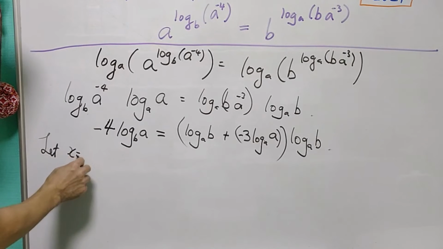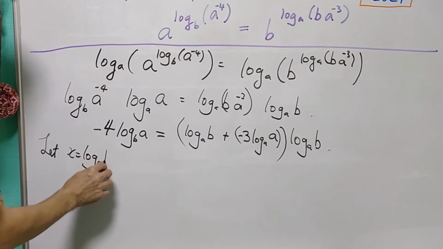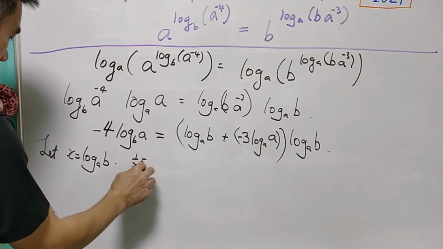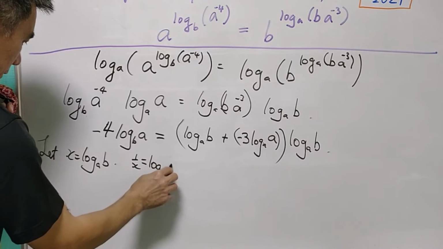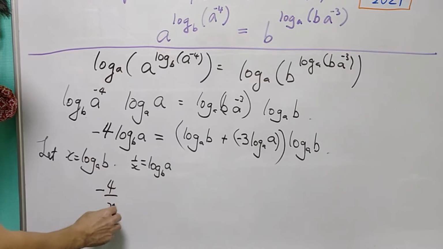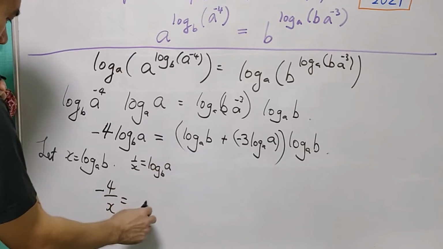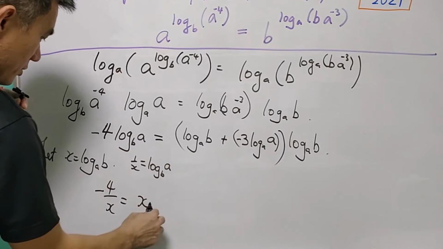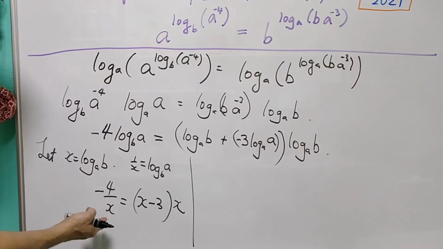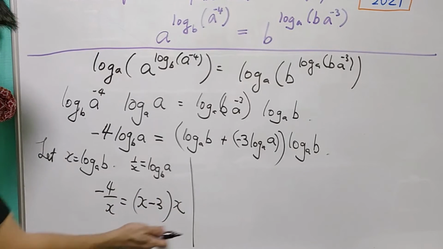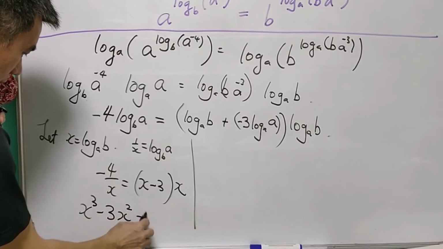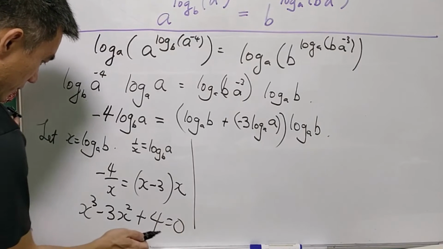We let x be log_a b. And therefore, 1 over x will equal log_b a. So the left hand side will be equal to -4 over x. And the right hand side is equal to x minus 3 times x. Multiply each term by x. So this will be x cubed minus 3x squared plus 4 equals 0.